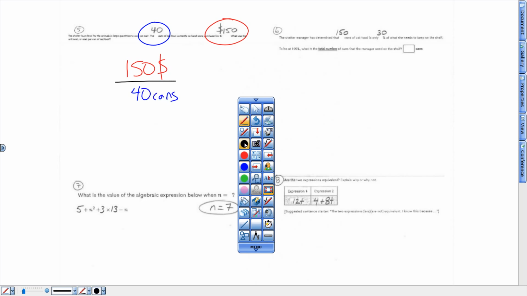Find that unit rate. Type that 150, divide it by 40. That will give you $3.75 for every 1 can that you buy. How much for each can? $3.75. How much for 2 cans? Just times that by 2.